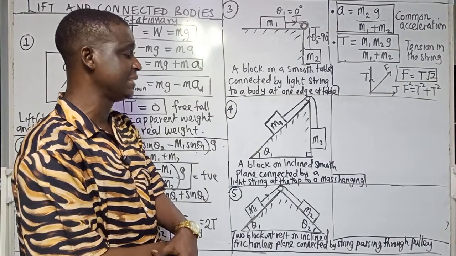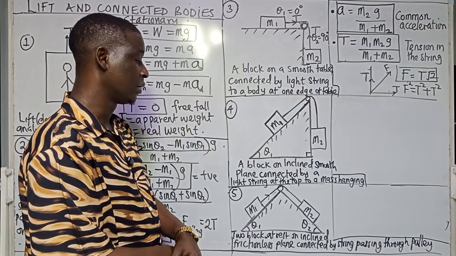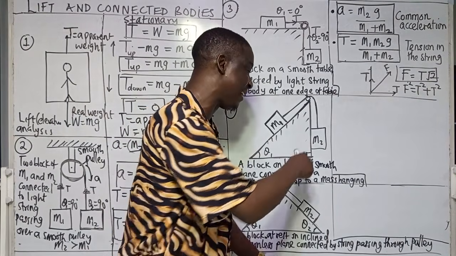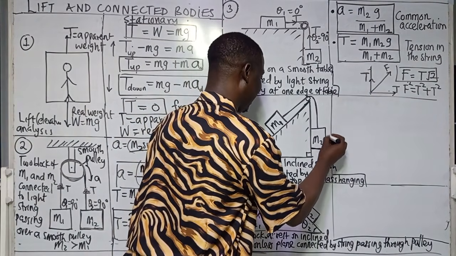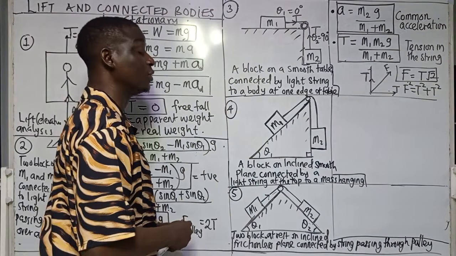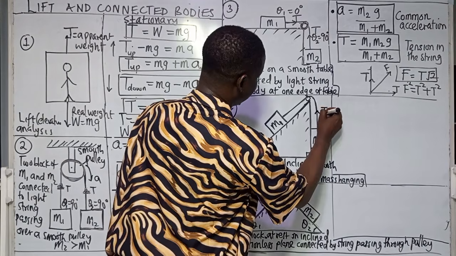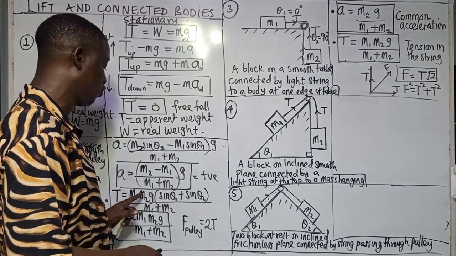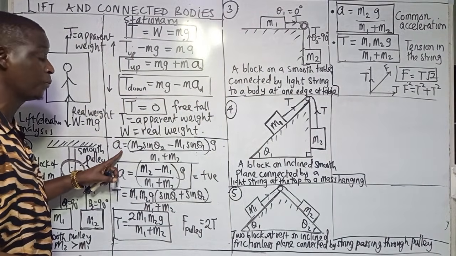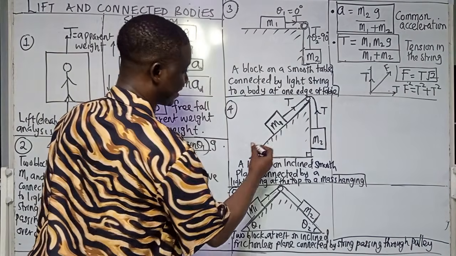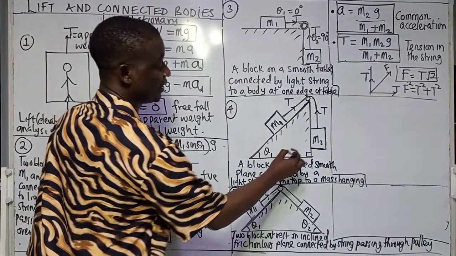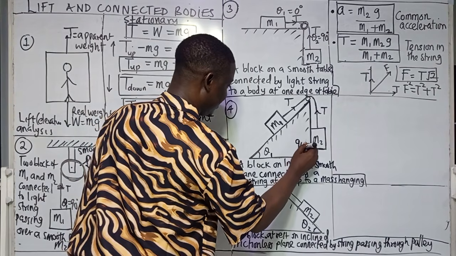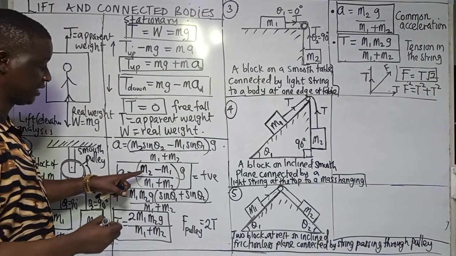Now, number 4. This one is a block on the inclined plane connected by a light string at the top to a mass hanging freely. So this mass is hanging under the influence of gravity, rather. There is a tension here. There's a tension here. So in this case, we're still going to use our formula. You see how this is helping us now. This one is at an angle theta 1 already, while this one is hanging vertically, so it is 90 degrees already. So just put it in this formula now.